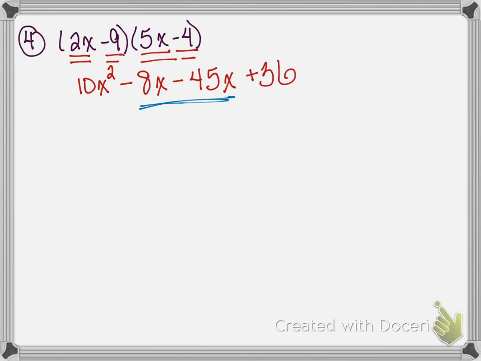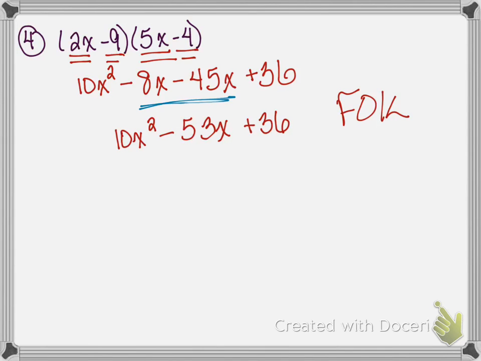Not every single time, but very often you're going to have a common term in there that you can add together. Okay? And we do for this one. So I have 10x squared minus 53x plus 36. Okay? This is a situation where we FOIL. This is when we FOIL.